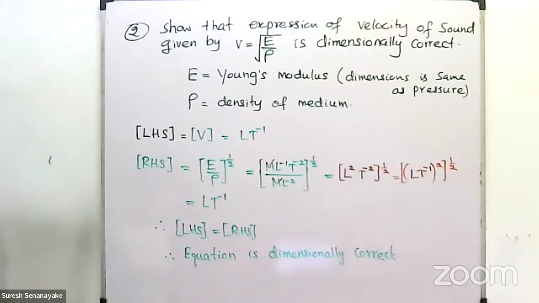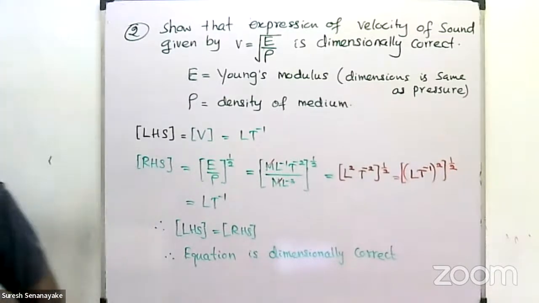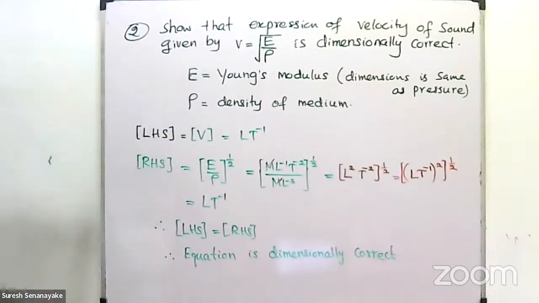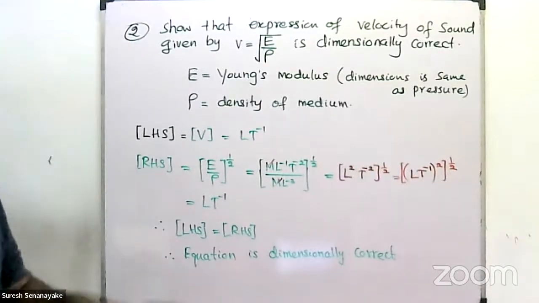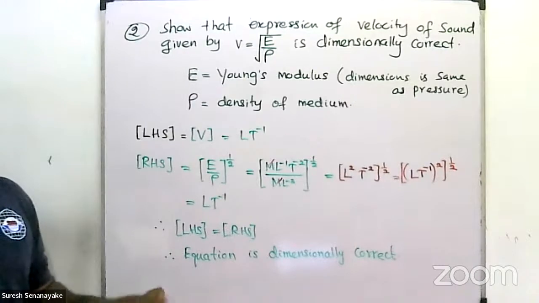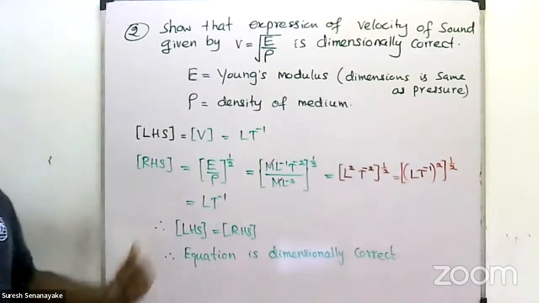That is the way you need to write this. It's dimensionally correct. Is it clear how to do this kind of equations? If they are asking you to check accuracy of the equation or any formula given, this is the way you need to write it.